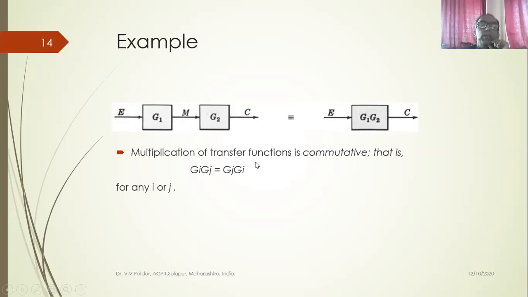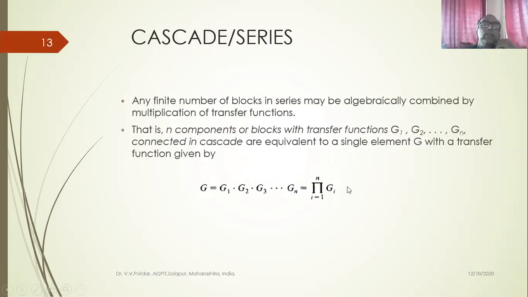So multiplication of transfer functions is commutative. That is Gi Gj is equal to Gj Gi. So even if I write G1 G2 or G2 G1, both are one and the same. So this multiplication of transfer functions is commutative. It follows the law of commutation. So G1 G2 is equal to G2 into G1. Okay, this is cascade.